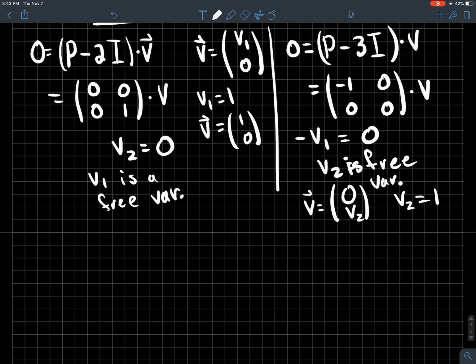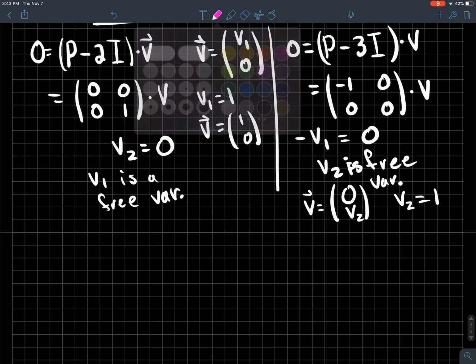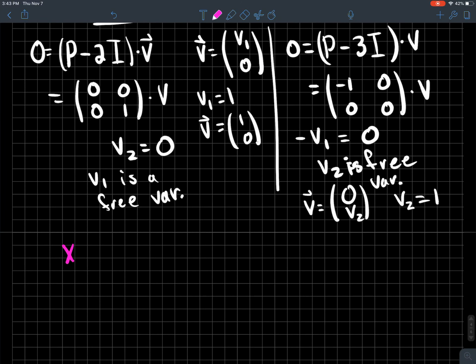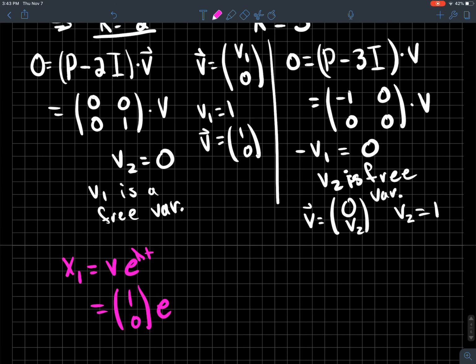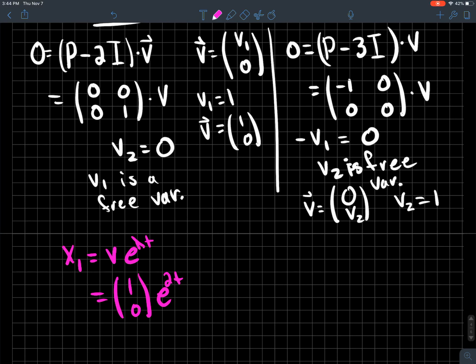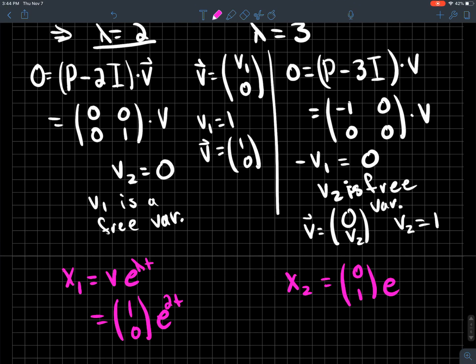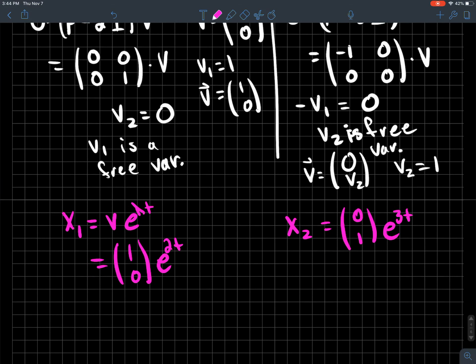We have our vectors, but now the question is, how do we put this together with what we want? Remember what our solution looks like. x1 is going to be v times e to the lambda t. So what we have here is 1, 0 times e to the 2t. That's one of our solutions. Our second solution is 0, 1 times e to the 3t. So these are two solutions.